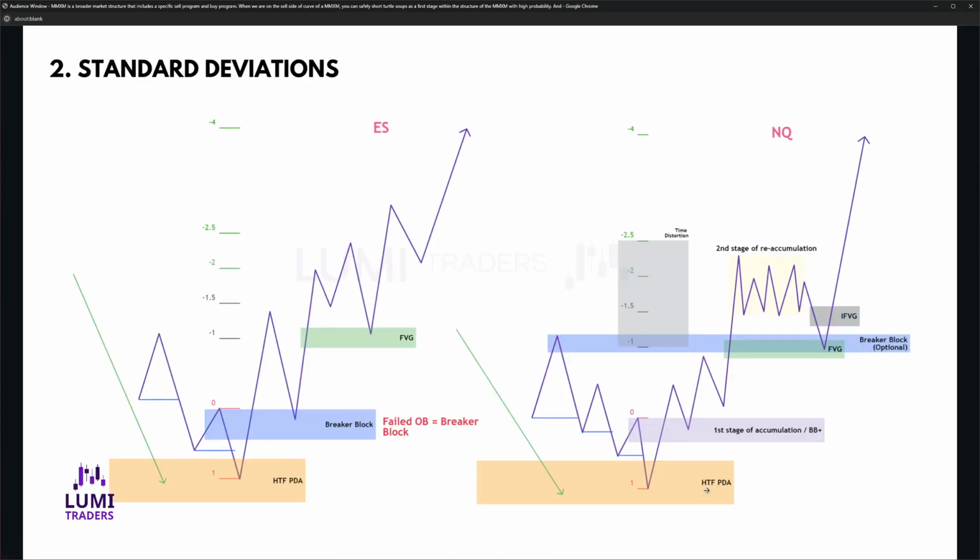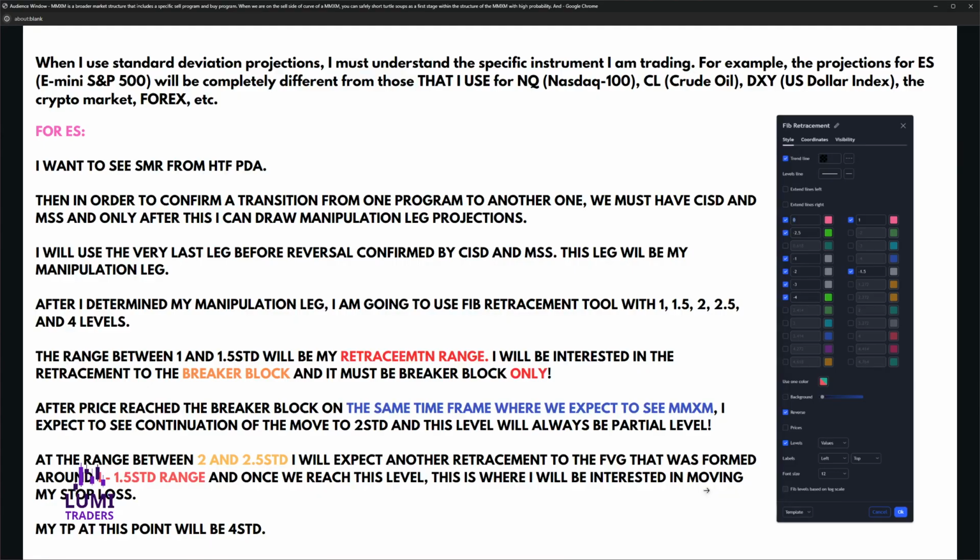Okay, standard deviation, the most interesting part. Once again, maybe some people use this in a different way. This is my approach. It can be different from yours or from ICT, from any other mentors. So I don't care. Here's my approach. When I use standard deviation projections, I must understand what instrument I trade. If I trade ES, it's going to be a completely different way how I'm going to use these projections, compared to NQ, CL, DXY, Forex market, crypto market. For ES, I use a completely different way, but only for ES. For any other instruments, you are going to use different levels, but for ES.